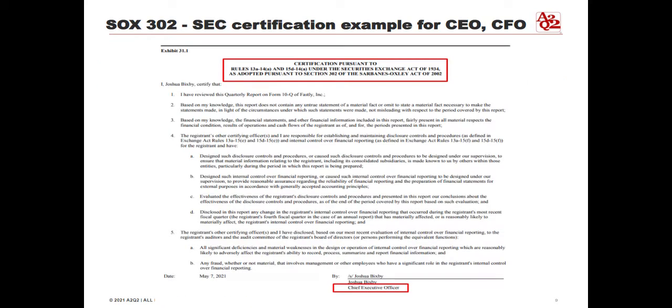An example of a 302 certification is right here, and this boilerplate language comes directly from the SEC. There are only three things that you're changing on here. That is your name, so "I, CFO," fill in the blank, the name of your company, and your signature, again, your name and your signature. Those are the only places that you can change anything. Everything else is boilerplate language, and you can understand why.